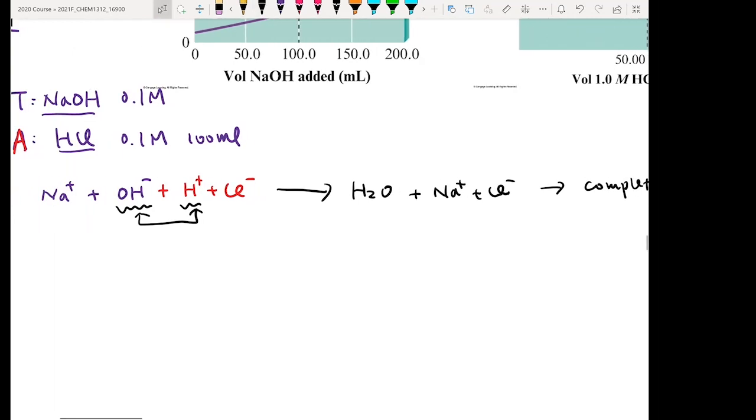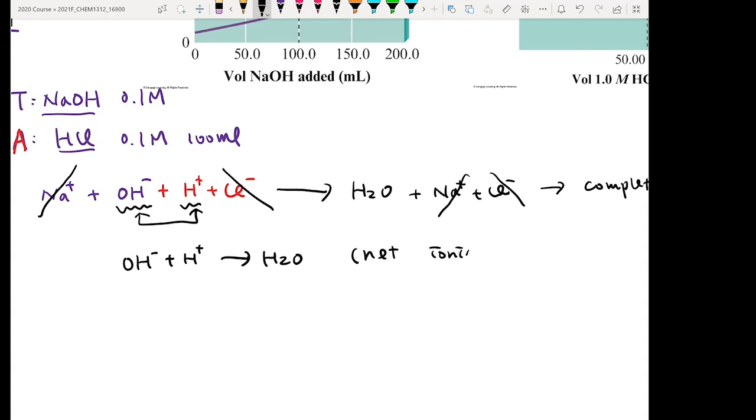But if you look at this equation, you should realize that sodium appears on both sides, so you can ignore it. Chloride is the same. The things that actually matter and contribute are OH minus plus H plus, which gives you H2O. That is the so-called net ionic equation.